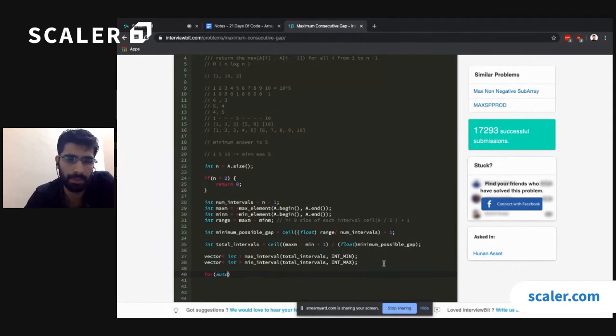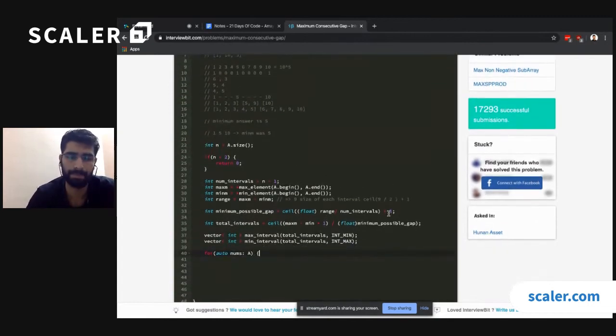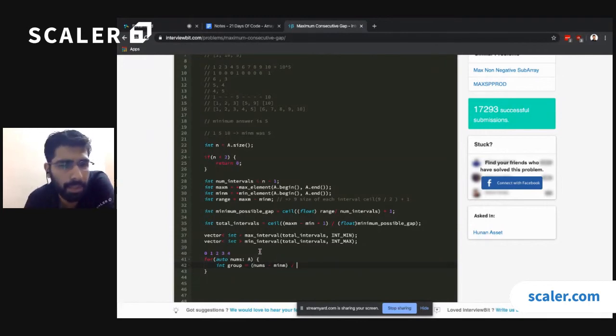Okay, for auto numbers in my array A, group of that number will be equal to numbers minus minimum. I mean, like, indexes. So suppose let us have the numbers as 0, 1, 2, 3, 4, maximum minus minimum 4 minus 0, divided by, it should be something like, minimum possible gap, right? Because each interval is of a size of this. Understand?